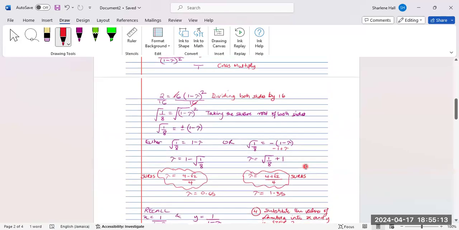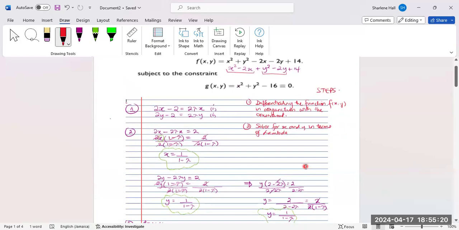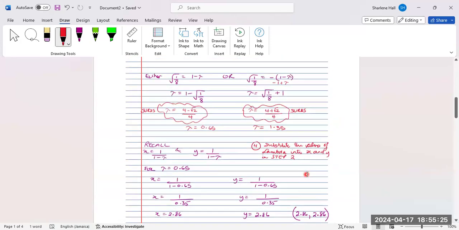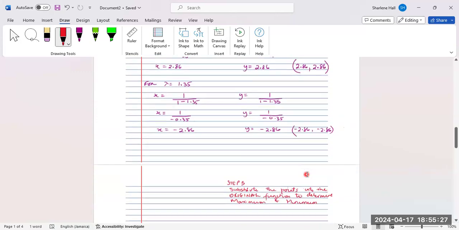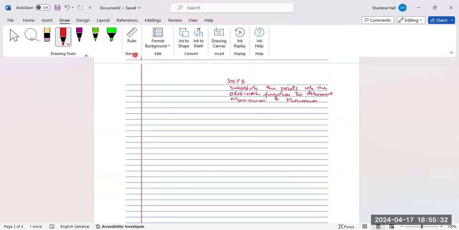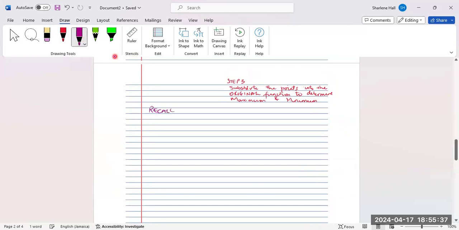Let me do a recall again. F of xy is x squared plus y squared minus 2xy minus 2x minus 2y plus 14. All right, so let me just recall this. F of xy is equal to x squared plus y squared minus 2x minus 2y plus 14. Did I get it right?